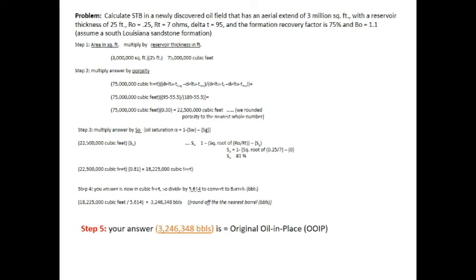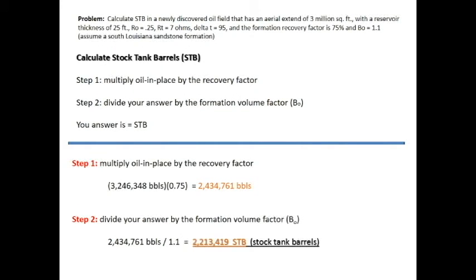Step number 5, 3,246,348 barrels is original oil in place. Now it's time to calculate stock tank barrels, as it is impossible for us to pull all of the oil out of the ground and bring it to the surface for use. First step, step number 1, multiply oil in place by the recovery factor. Step number 2, divide your answer by the formation volume factor. Your answer then will be in stock tank barrels.